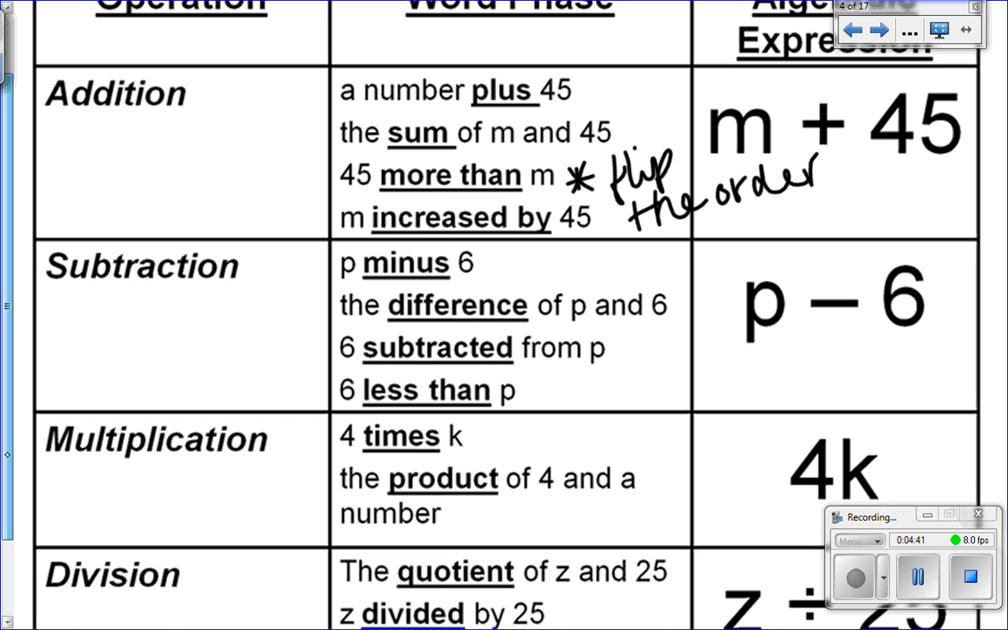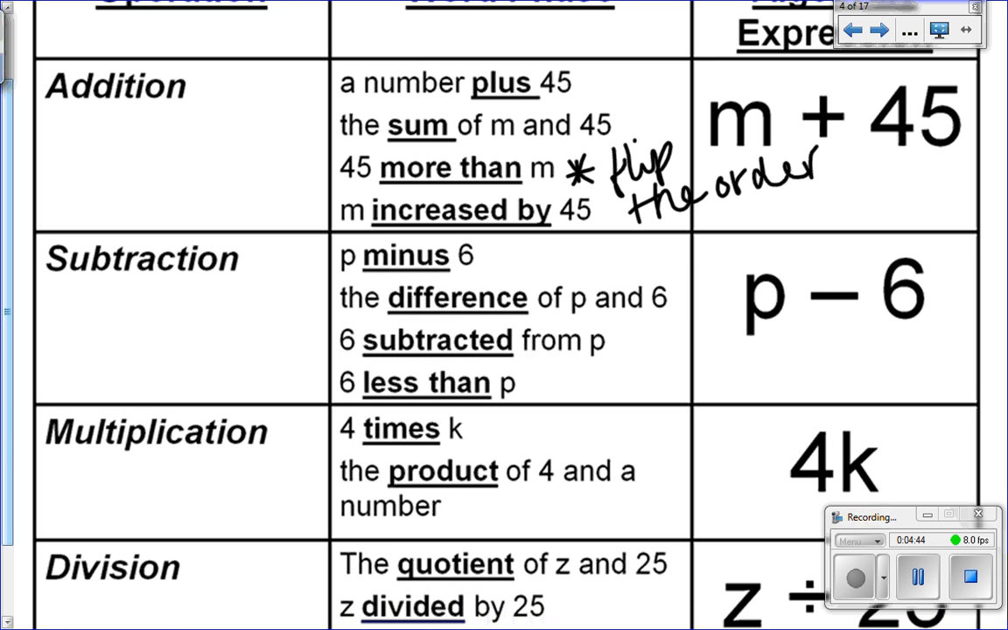Subtraction. P minus 6. The difference of P and 6. 6 subtracted from P and 6 less than P. Take a second to look at all the representations for subtraction. Which one looks like we're going to flip the order? Subtracted from, we're going to flip the order. 6 subtracted from P, we're taking 6 away from P. 6 less than P, we're taking 6 less than the variable P. I also want you to add another one. Fewer than.